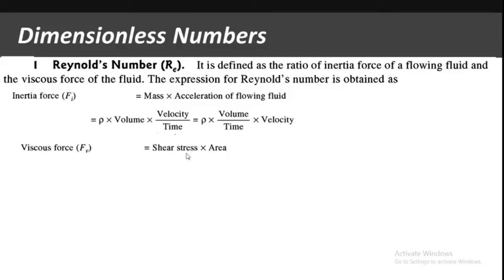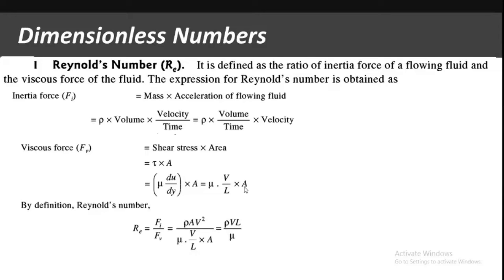Okay, then second is viscous force. So we know viscous force is nothing but viscous stress or shear stress into area. So it is tau into A. Now this shear viscous stress we have already defined in Newton's law of viscosity. So it is mu du by dy into A. Here du is nothing but change in velocity, so simply velocity, and dy is nothing but distance, so length. So it is mu into velocity upon length into area. Okay, so we will put these two values.